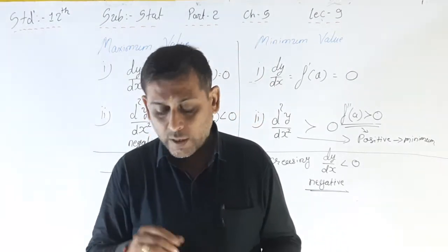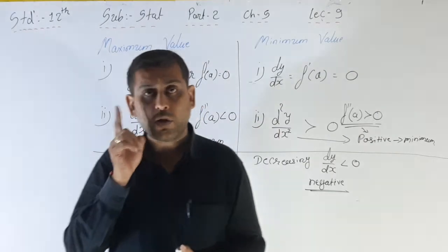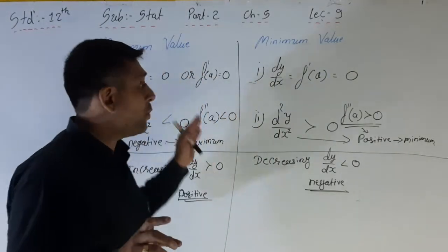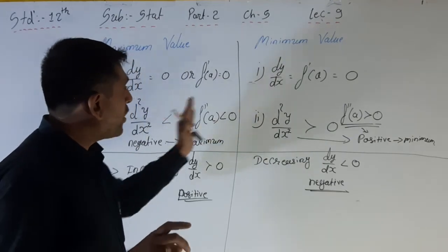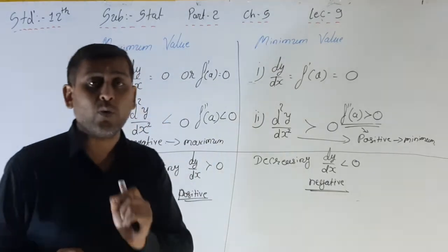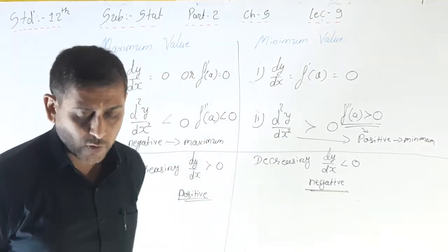Okay, so here is the next method to find the maximum and minimum value, that is, the steps for that. I am writing that on the board, but first of all, write down 2 conditions for maximum value and 2 conditions for minimum value into your fair book. First of all, write down that.